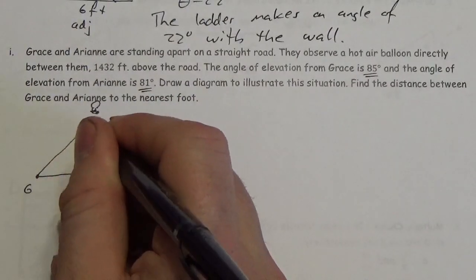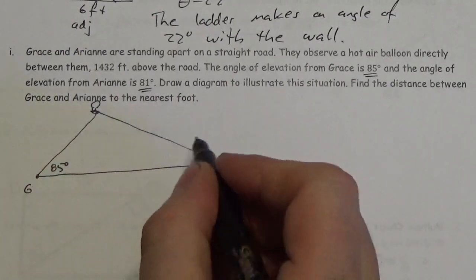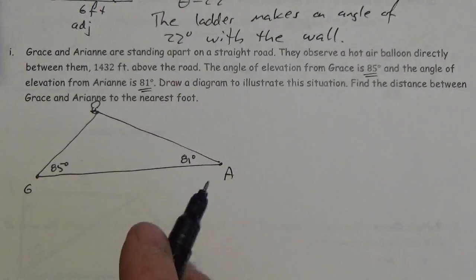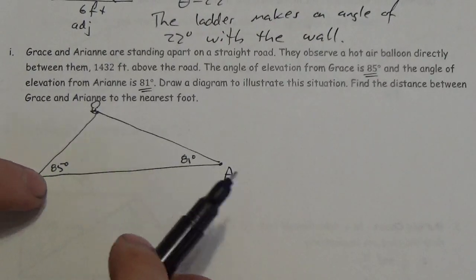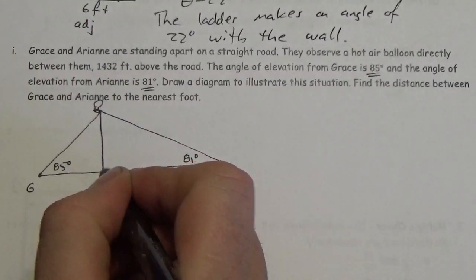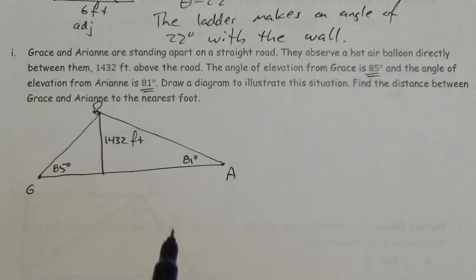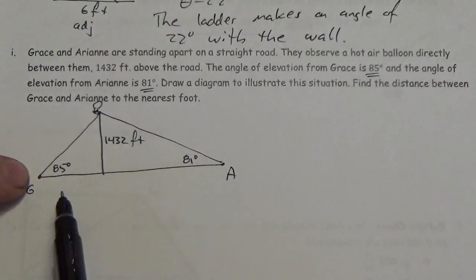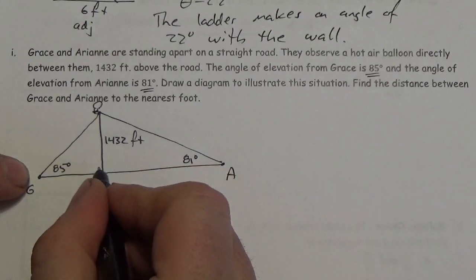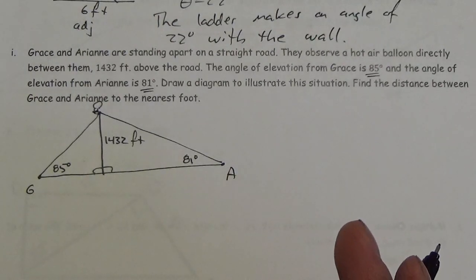And Grace is looking up at it, and this is 85 degrees. Ariane is also looking up at it, and this is 81 degrees. And again, I was told to put those there. The angle of elevation is always from the horizontal up. Now, we know that the balloon is 1,432 feet up. And what we want to do is figure out the distance between Grace and Ariane. Now, I've actually got two different right-angled triangles here. So this is actually what we would consider a multi-triangle problem.